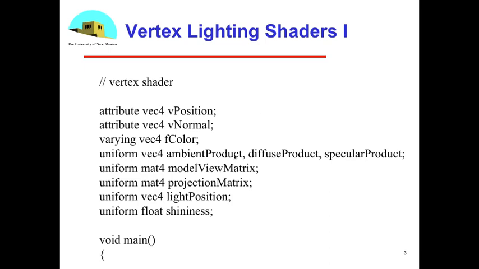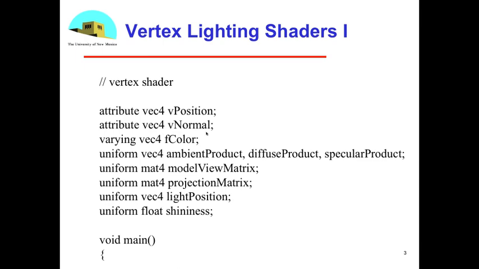So here's the ambient product, the diffuse product, and the specular product that we computed in the application, which I showed you last time, and we send those over as uniforms, likewise with the shininess and the position, in this example, of a single light source. Now, since this is really pretty much what we do anyway, we have to send over the position. That's always what we have to do.